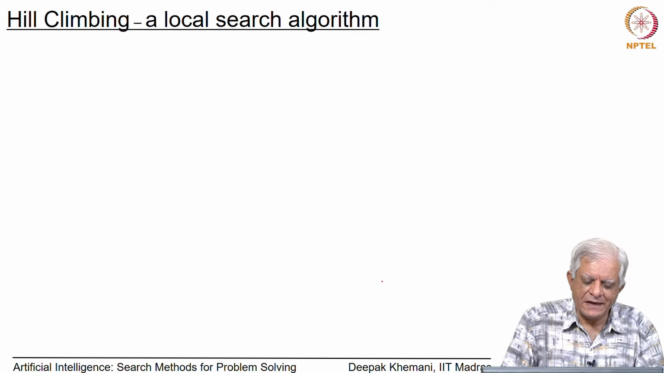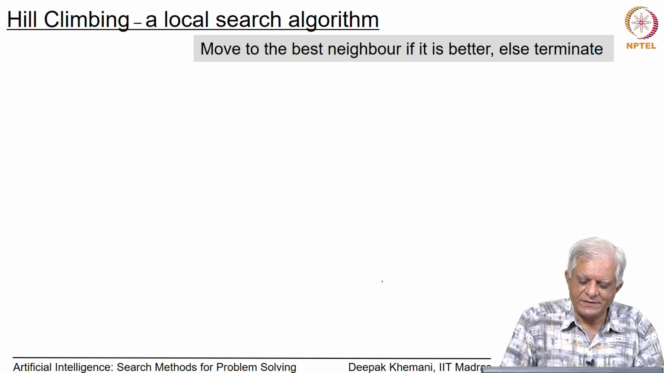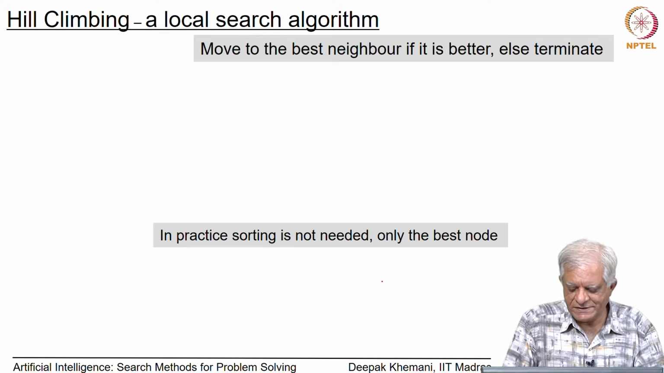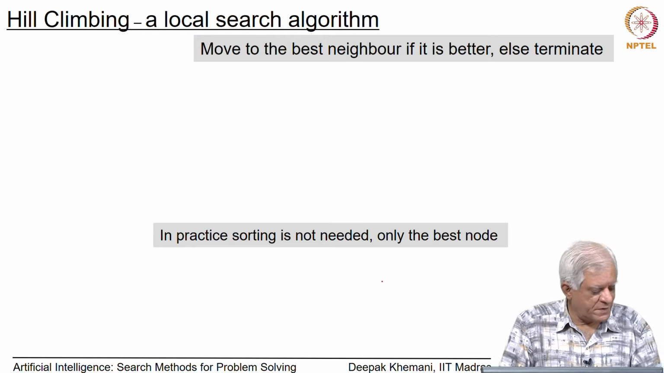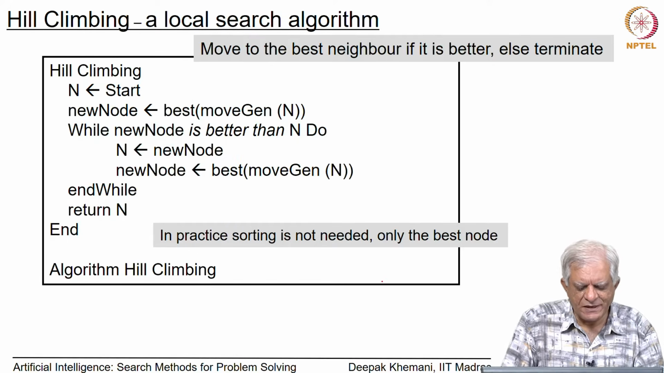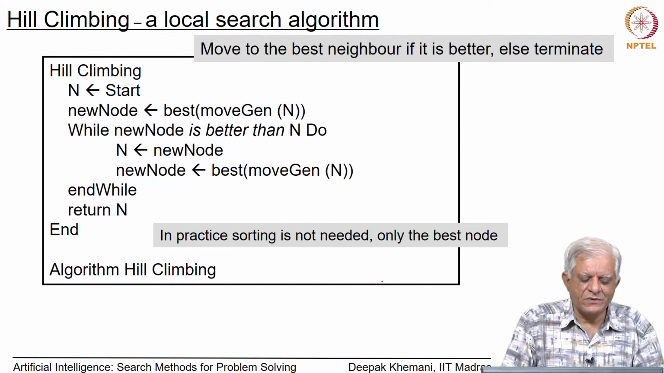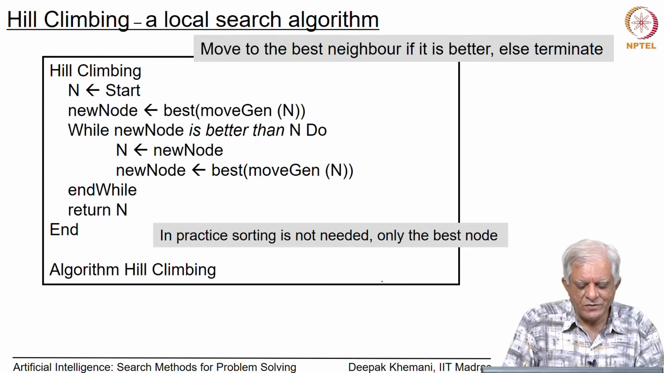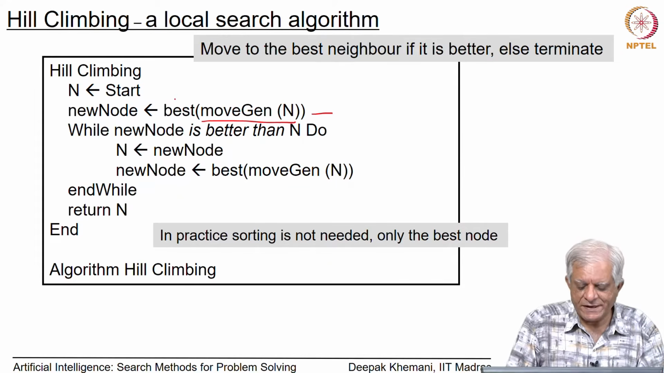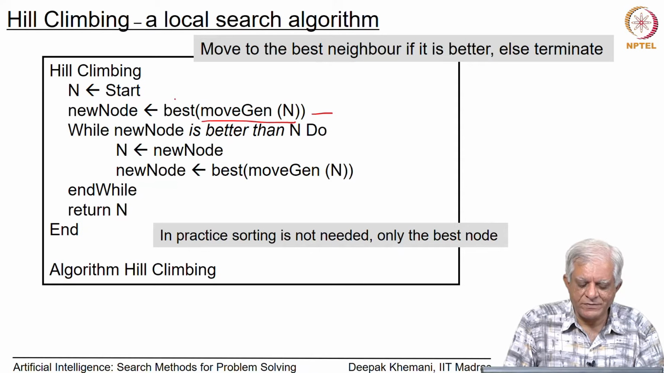We said that hill climbing is a local search algorithm, and it said that move to the best neighbor if it is better, else terminate essentially. In practice, we also observed that sorting is not needed. We did sorting for best first search, and we adapted it for hill climbing earlier, but now we can write a version without sorting and only selecting the best node at any given point. So, the algorithm now looks as follows: you let n be the start node, and then you move to the best neighbor of n. You do the move gen for n, and then select the best out of that by simply scanning the neighbors.